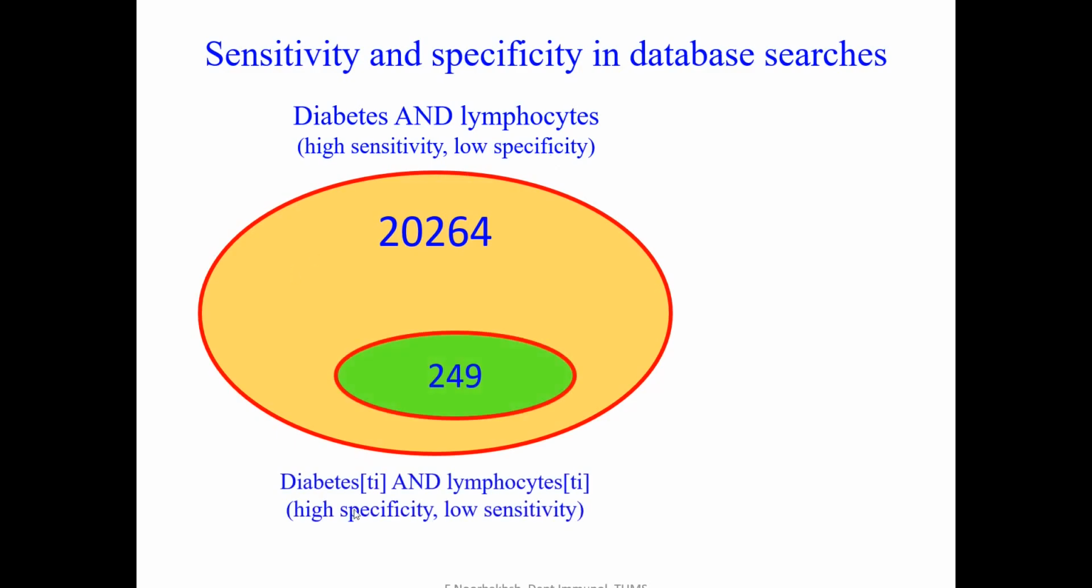So if I limit the search to the title of the articles for both of these search words, then I would be getting 249, which is a fraction of the initial number that I was getting. So the search would be very specific, but I would be losing sensitivity. So there might be articles which are important, but they don't have diabetes and lymphocytes in the title.